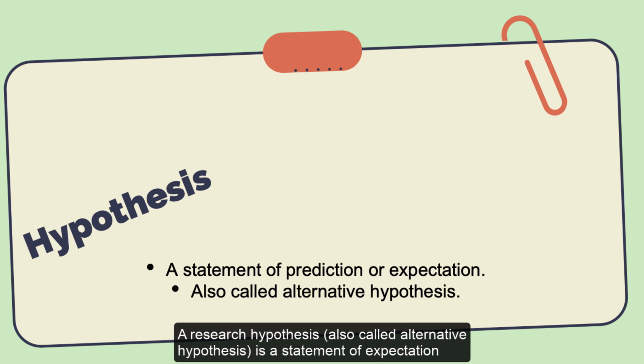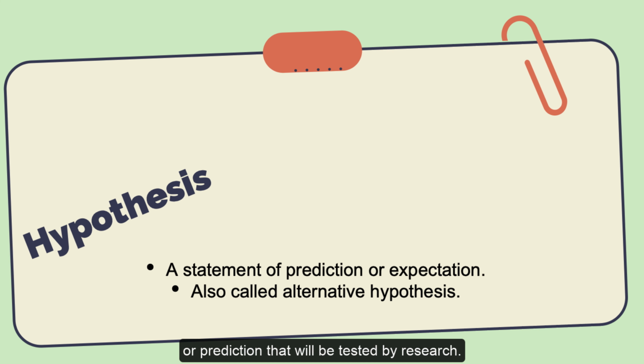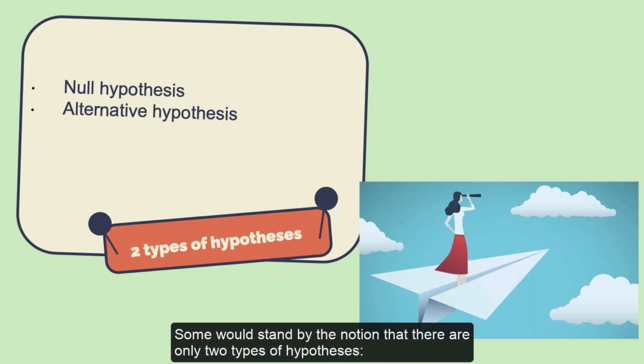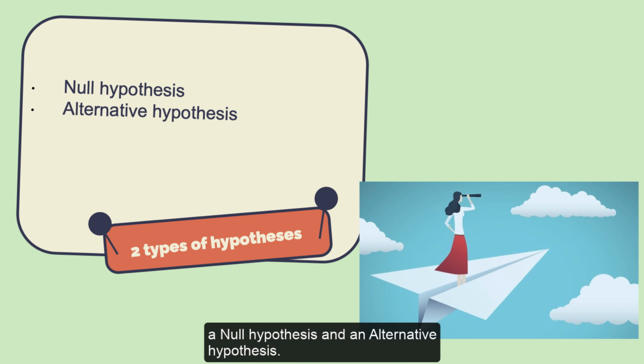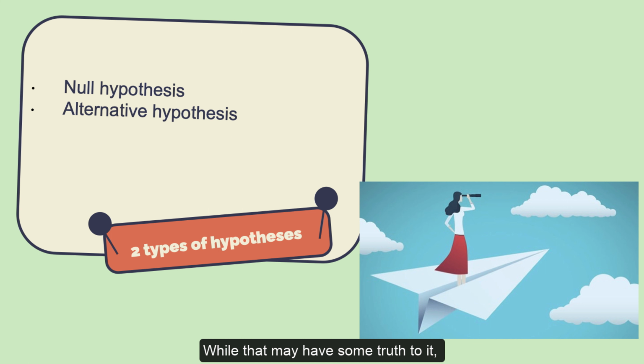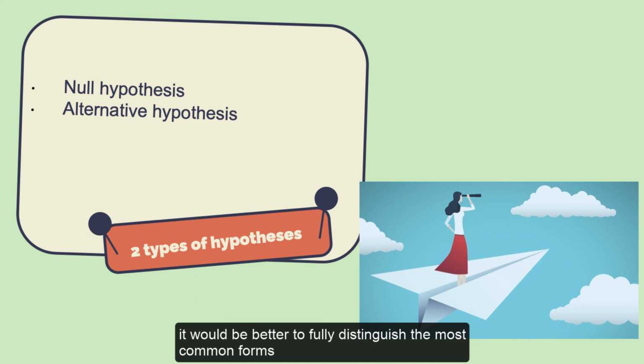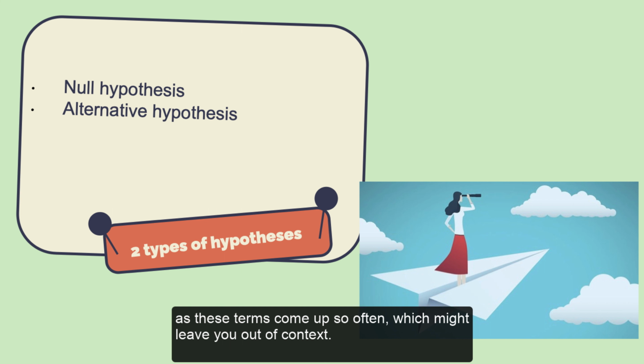A research hypothesis, also called alternative hypothesis, is a statement of expectation or prediction that will be tested by research. Some would stand by the notion that there are only two types of hypotheses, a null hypothesis and an alternative hypothesis. While that may have some truth to it, it would be better to fully distinguish the most common forms, as these terms come up really often, which might leave you out of context.